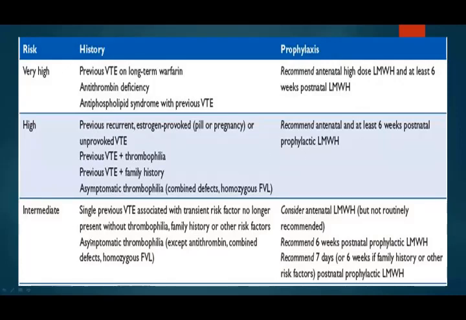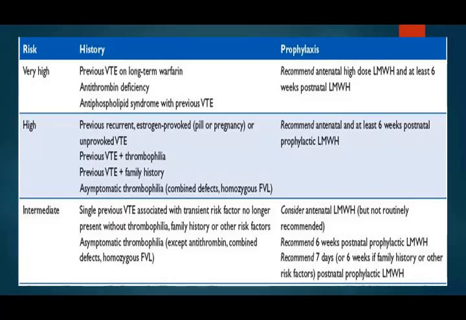Now, coming to the intermediate group, single previous VTE associated with a transient risk factor. It was not a permanent risk factor, it was a transient factor which is no longer present. There was no previous history of thrombophilia, family history, or other risk factors. These will fall into the intermediate group. A single previous VTE episode, with no other risk factors now prevailing.